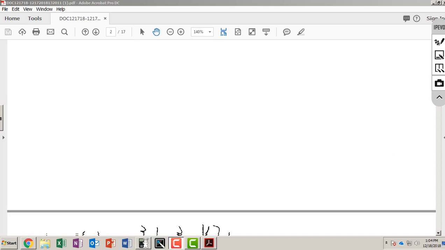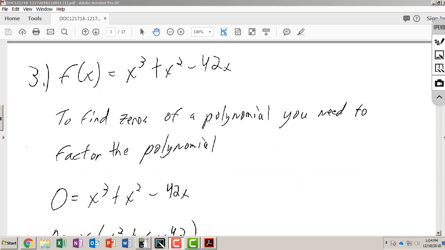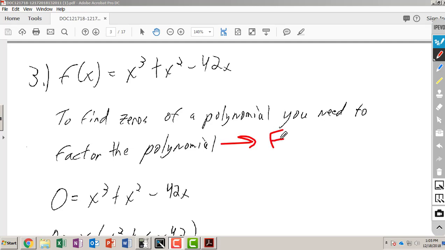Okay, on number 3, it says f of x equals x cubed plus x squared minus 42x, and the directions say to find the zeros of the polynomial function. There are several ways to find zeros of a polynomial function, but the very first way that we learned was to factor.